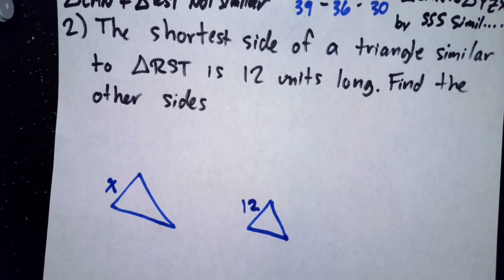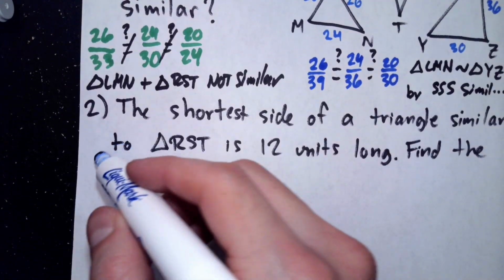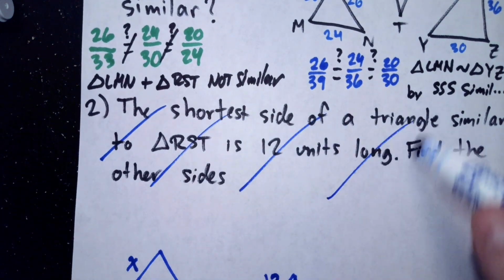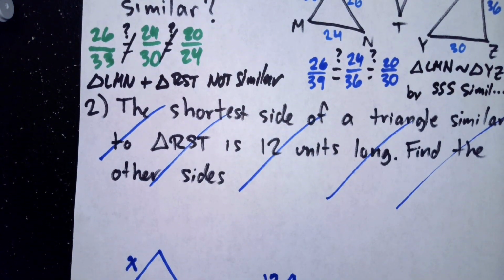So, hold on. I may have written this one wrong. Let me double check. The short side of a triangle similar to triangle RST is 12 units long. You know what? Yes, I think I wrote this one down wrong. So for now, we're going to ignore this. Ignore number 2. Just leave it at number 1, and we'll go over the correct version of this problem in class.